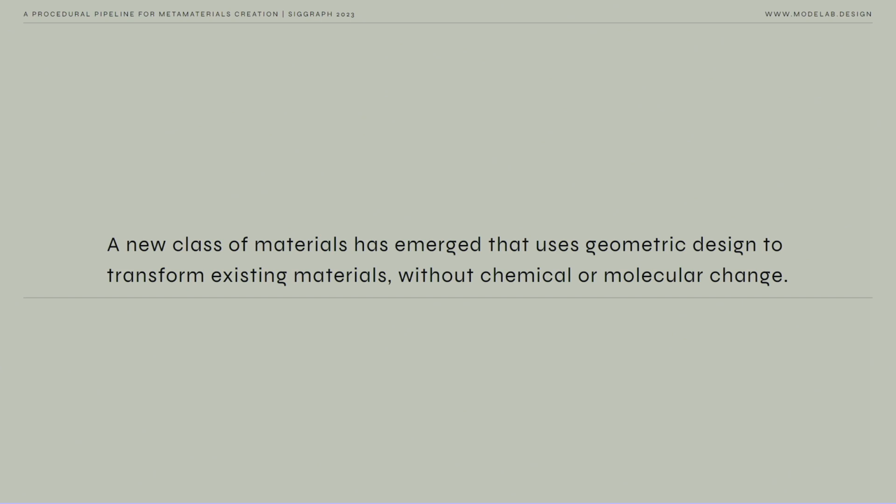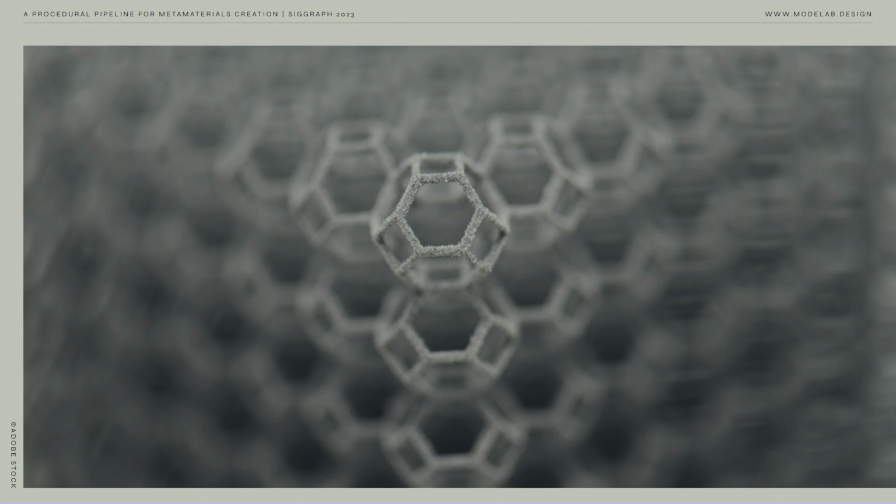And really a new class of materials has emerged that uses geometric design to transform existing materials without chemical or molecular change. These materials are called metamaterials. These metamaterials are materials that are designed with a specific internal structure to exhibit unique and desirable properties that aren't found in naturally occurring materials.